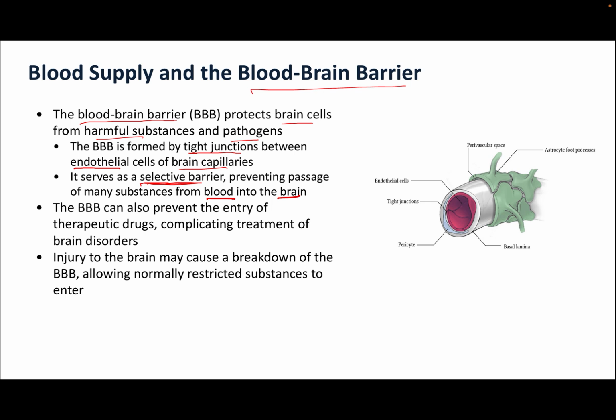Now, the blood-brain barrier is very important, but it can serve as a bit of a roadblock when we talk about therapeutic drug design, right? So any sort of drug that is going to target the brain has to be able to get past this blood-brain barrier. And so this, as a result, complicates a lot of treatments for various brain disorders, as well as drug development. But again, overall, very, very important. Additionally, injury to the brain can actually result in a breakdown of our blood-brain barrier. And when this happens, this allows things that would normally not be able to enter the brain to actually enter, and that can also be really problematic. So overall, it's a very important structure to have.